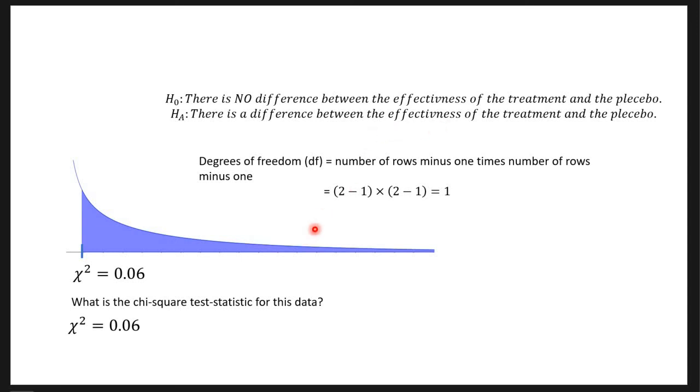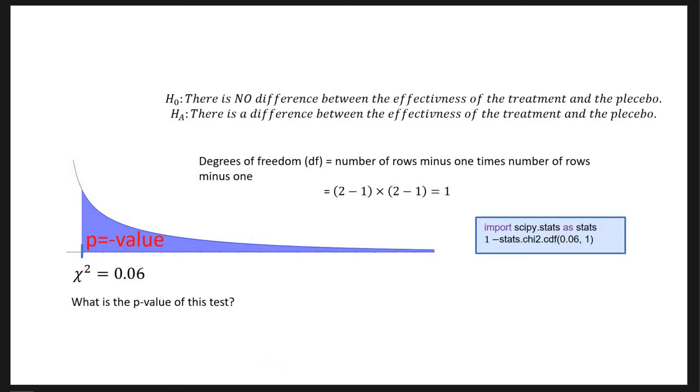All right, so all we need to do is go to the chi-squared distribution and find the area to the right of 0.06. And that'll give me my p-value. So I can use Python to do this. All I have to do is use SciPy. This is the code I'd need to run. I'd import scipy.stats as stats. And then because I'm looking for the area to the right, it would be 1 minus the chi-squared CDF with 0.06 as the chi-squared value, and 1 as the degrees of freedom.